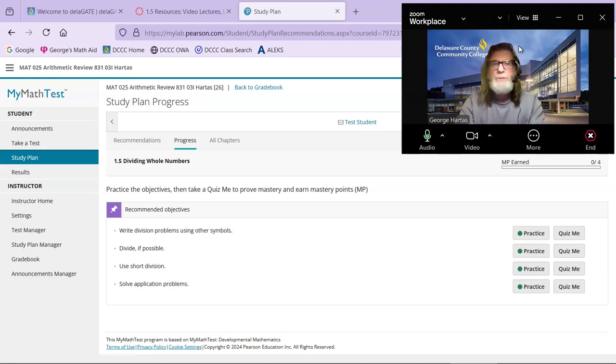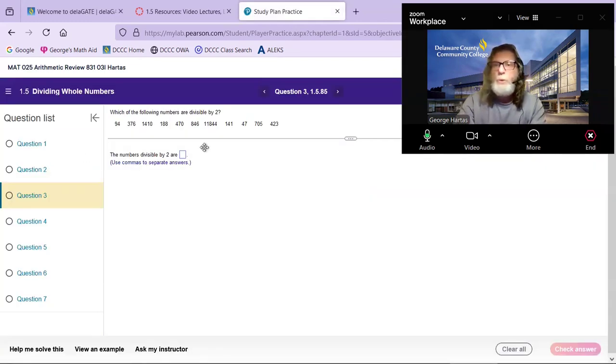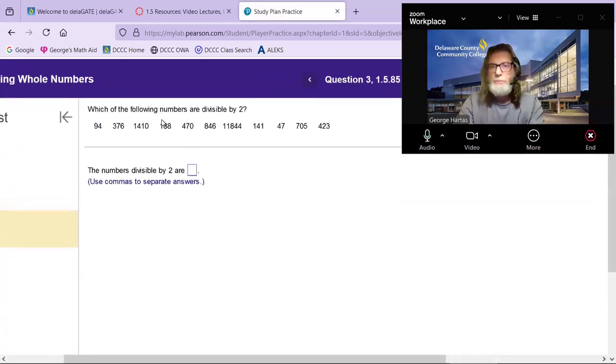Let's try some problems now in my math test. Okay, so question 3 says, which of the following numbers are divisible by 2? So they're giving us a list of numbers, and we have to write down here or type in whichever numbers are divisible by 2. Now recall that for the number 2, the number that we're looking at has to be even. So in other words, the ones place value has to end in 0, 2, 4, 6, 8. So any numbers that end in that, we're going to type in.